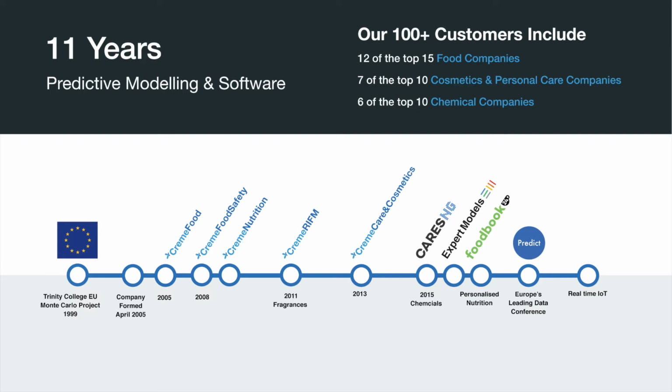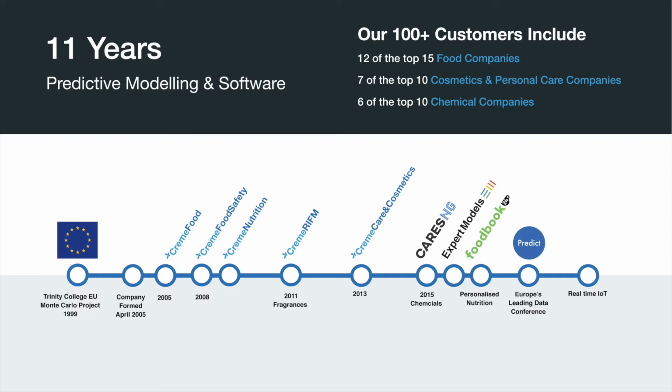We have been in operation since 1999, actually, was the start of the company, which was when we spun out of a research project in Trinity College Dublin in the Centre for High Performance Computing there, the TCHPC, the Trinity Centre for High Performance Computing. The company was formed in 2005, and since then we've gone on to develop different products and services for the food, chemicals and cosmetics industries in a number of different areas. Back in 2008, we launched a number of different products.